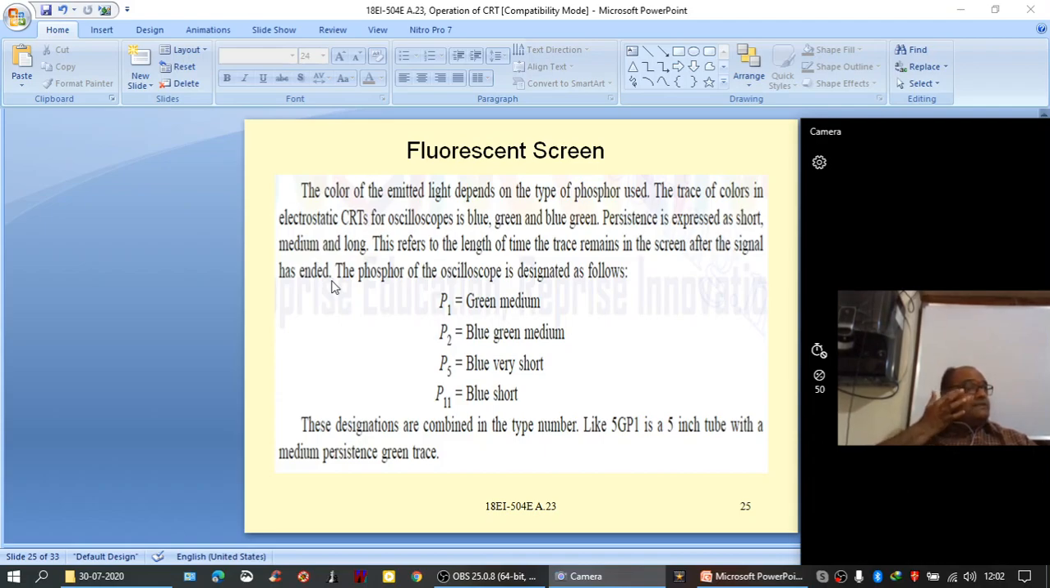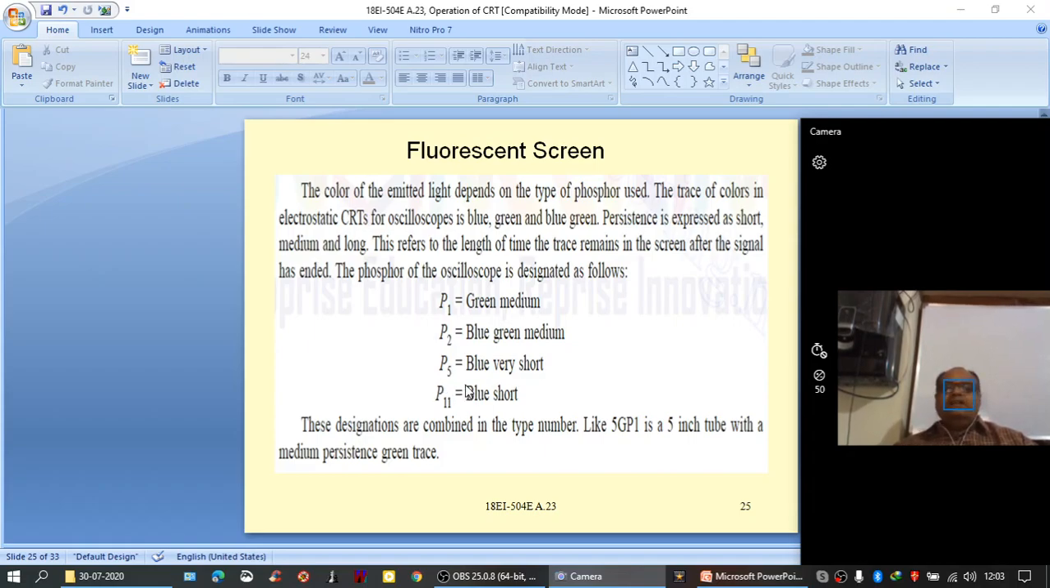That is the persistence of the phosphor material. The phosphor of the oscilloscope is designated as follows. Suppose a phosphor material is designated as P1 by the manufacturer, it indicates that it emits green light and the persistence is medium. If it is given as P2, the light emitted is of blue-green color and the persistence is medium.